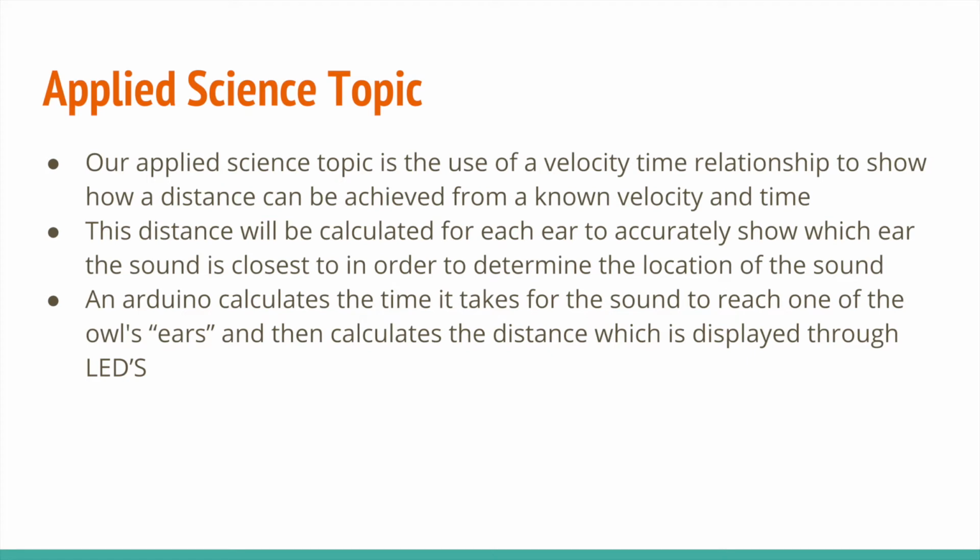To demonstrate our applied science, which is the velocity equals distance over time relationship, we've utilized one speaker and two different microphones. Each microphone represents an owl's ear. To find the prey's position in the XY plane, we measure the amount of time it takes for the sound to be received by each microphone, and then knowing the distance between the ears and the difference in time between the ears, we can calculate the X value. We can then rotate the one ear down and back, which allows us to calculate the distance in the Z plane.